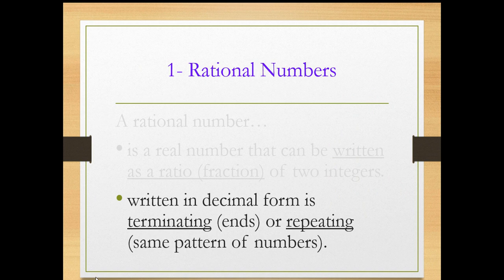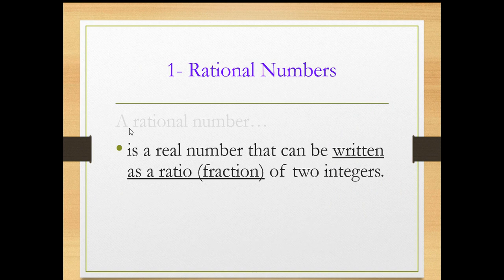Irrational numbers step by step. What is it? A rational number is a real number that can be written as a ratio, as a fraction of two integers. It means, for example, I can write 2 over 3. This is a rational number. Why? Because it's a fraction, and the numerator and the denominator are both integers. And you cannot write, for example, 2.3 over 3 and say this is rational. No, it should be a fraction with two integers for the numerator and the denominator.